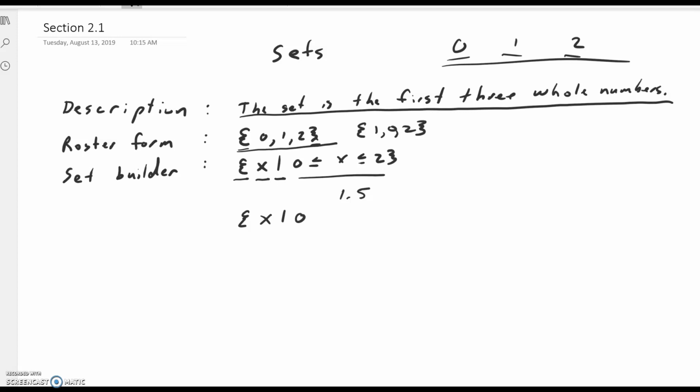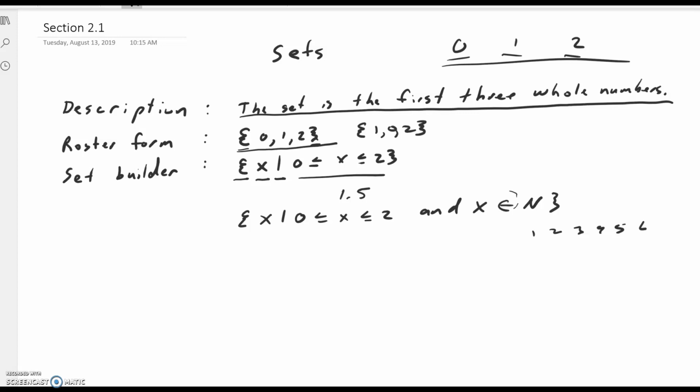So how about this? X is the set of all x's such that 0 is less than or equal to x, which is less than or equal to 2, and x is part of the set of natural numbers. That works pretty well. Let's take a look at what that means. This symbol means a member of, an element of, one of the numbers in the natural numbers. The natural numbers are counting numbers, 1, 2, 3, 4, 5, 6. So that seems to work pretty well.